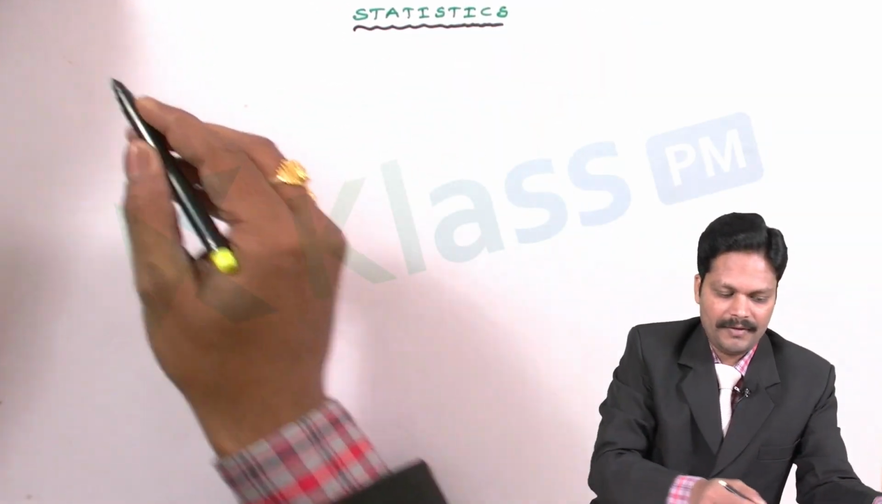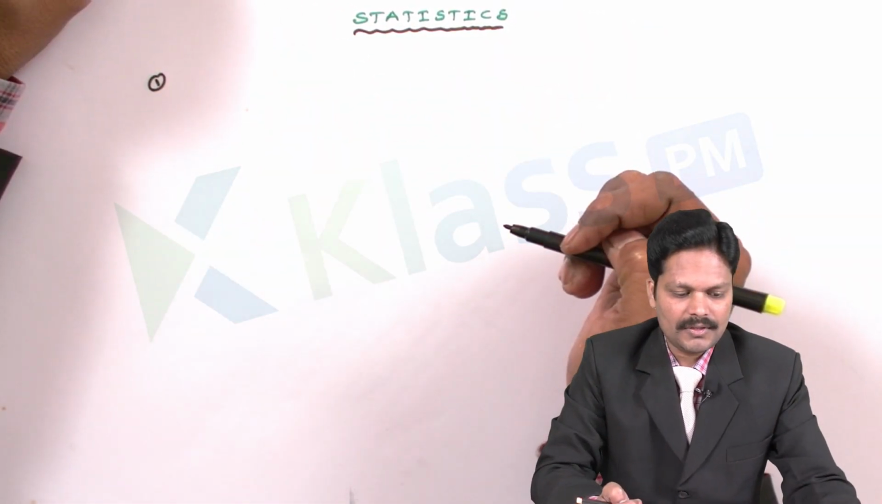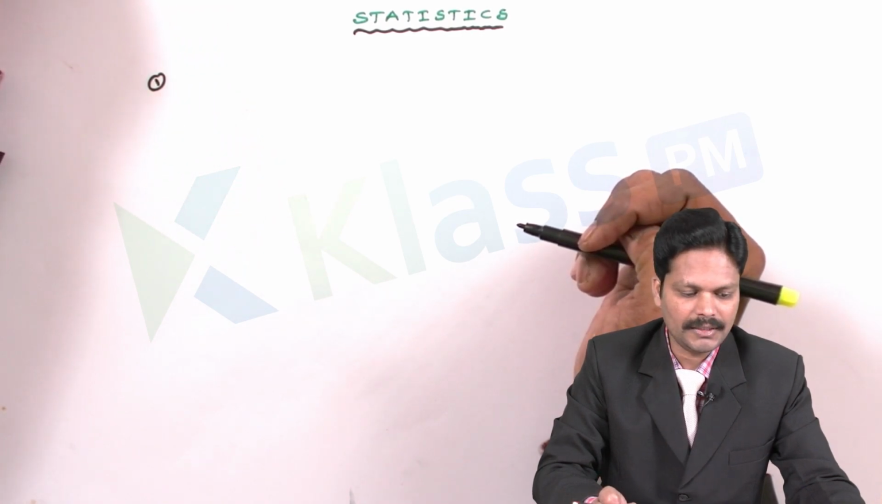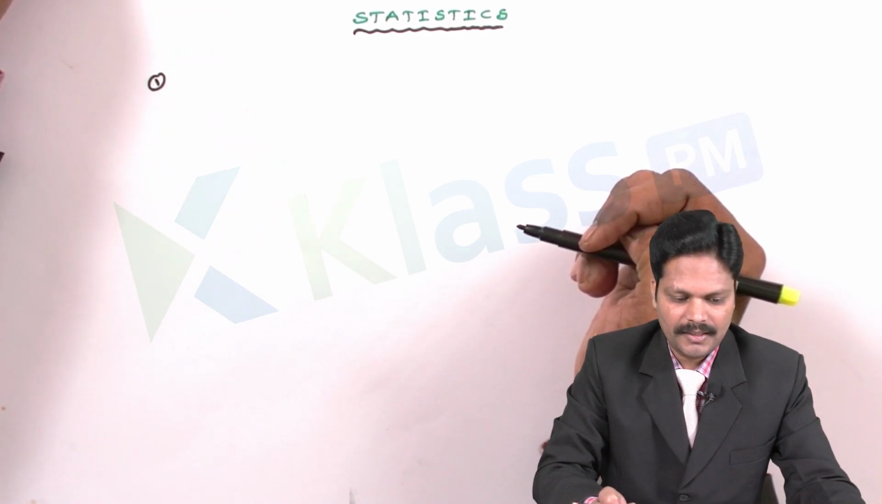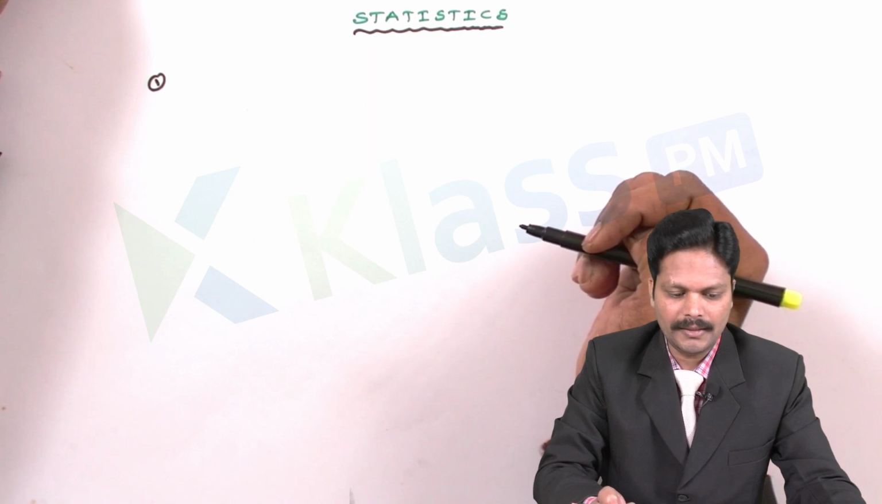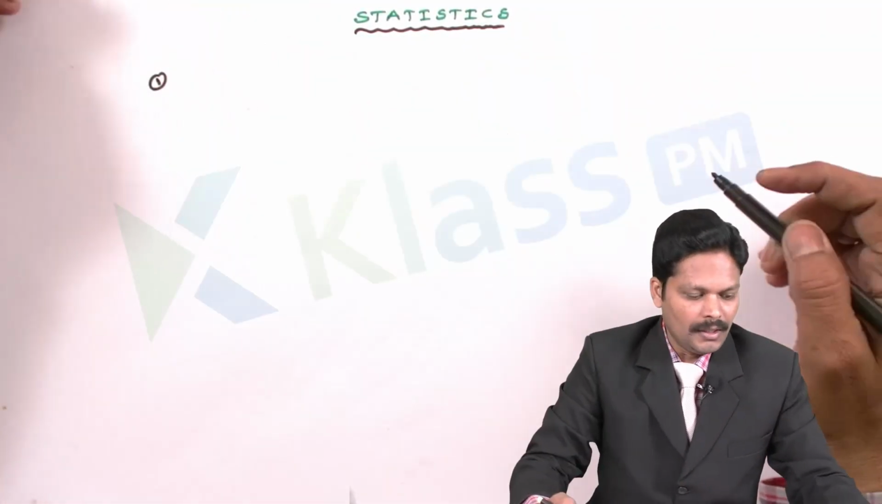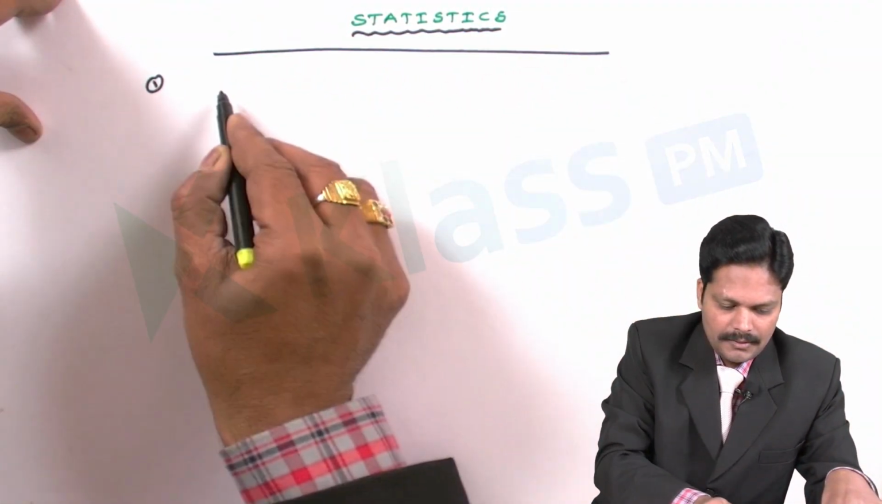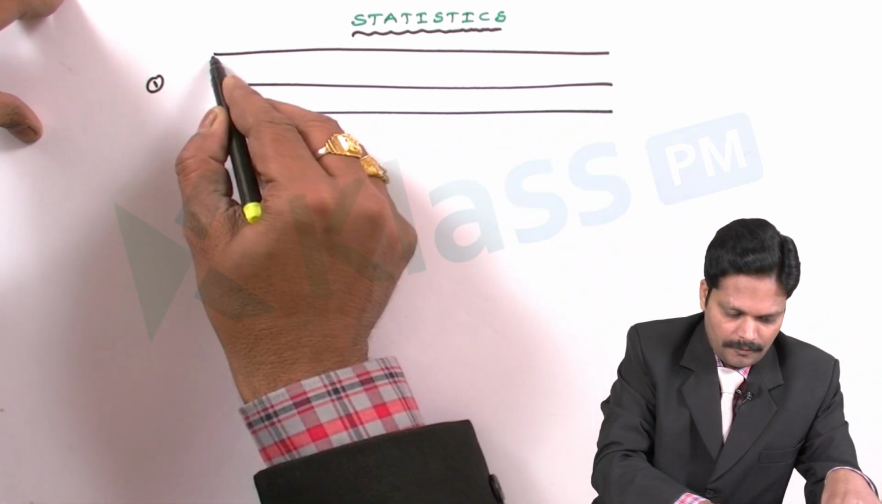First one we are having here: a survey was conducted by a group of students as a part of their environment awareness program, in which they collected the following data regarding the number of plants in 20 houses in a locality. Find the mean number of the plants per house. So he has given the data. I'm arranging it here in tabular formation.